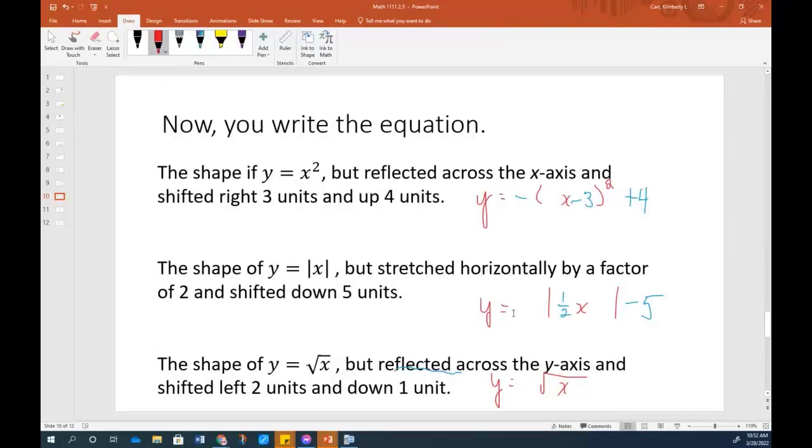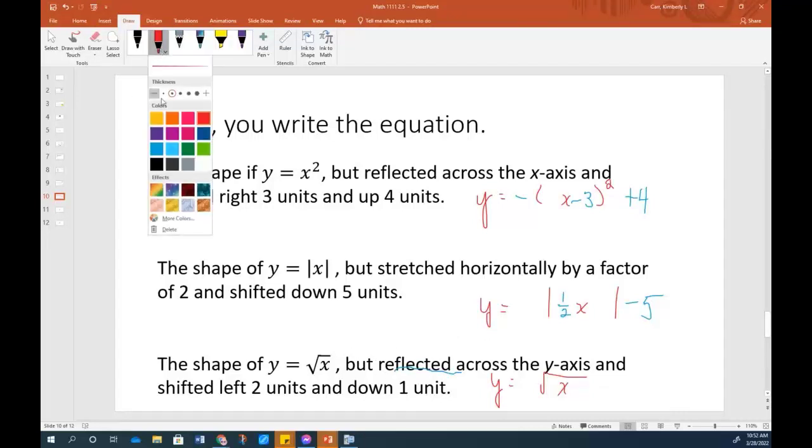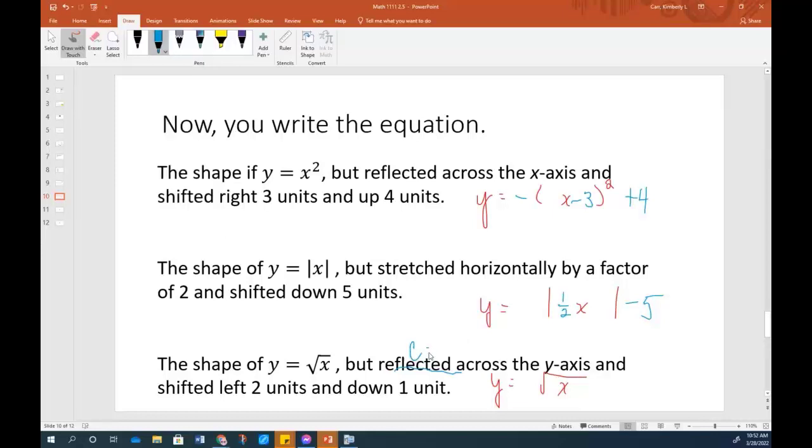So let's go back and look at this one. What happens here is that because this is reflected across the axis, and it's reflected across the y-axis, that would indicate to me that C is -1.